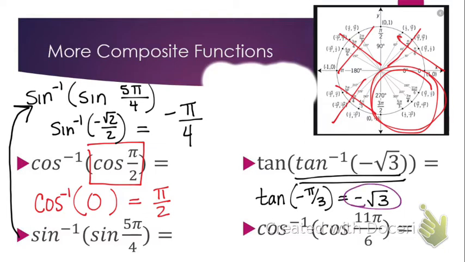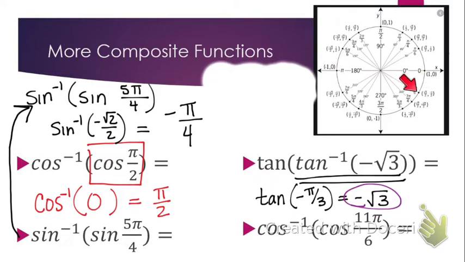And then our last one, the cosine of 11 pi over 6. Let me erase my little markings on my unit circle. Okay. So cosine of 11 pi over 6. So 11 pi over 6 is right here. And the cosine of this angle would be positive square root of 3 over 2. So you're taking the inverse cosine of positive square root of 3 over 2.